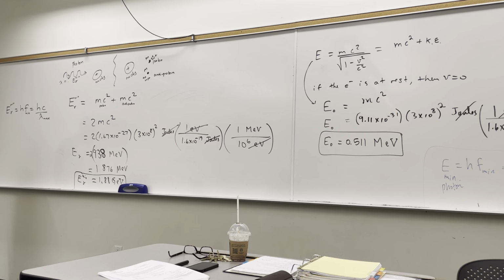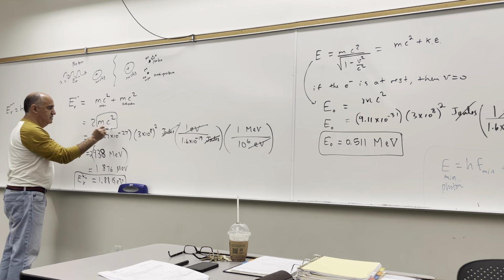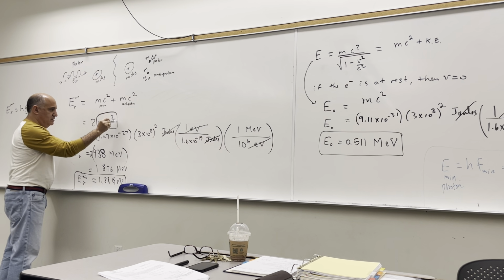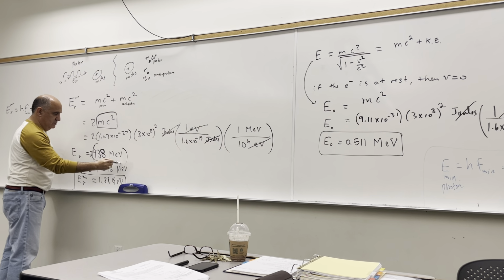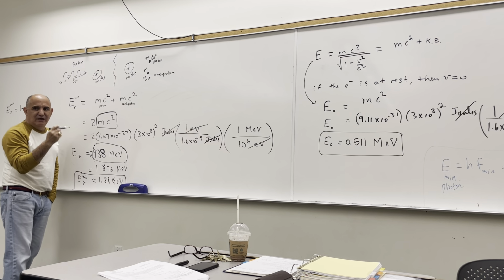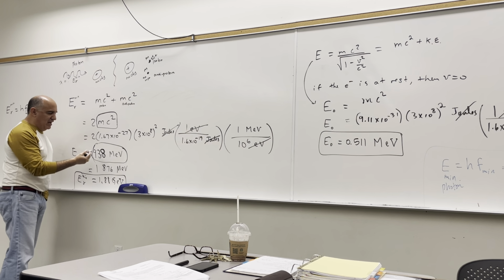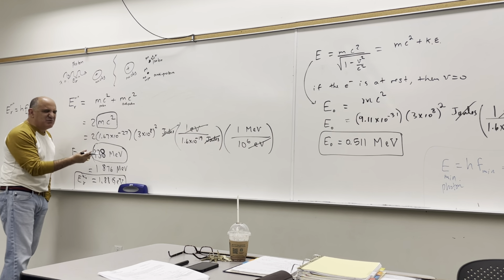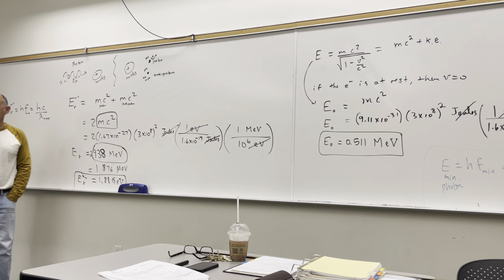Why did you do 2 times? Because this is this. Oh, okay. Roughly, I'm kind of going by memory. It might be 938.7, but it's around there. I just don't remember what it is exactly. I kind of remember what the number is for the electron, but not for the proton.